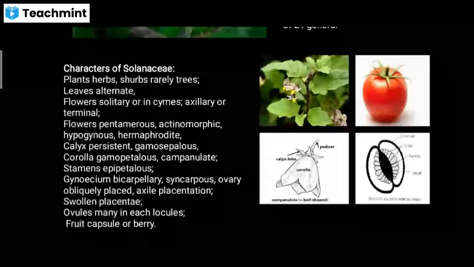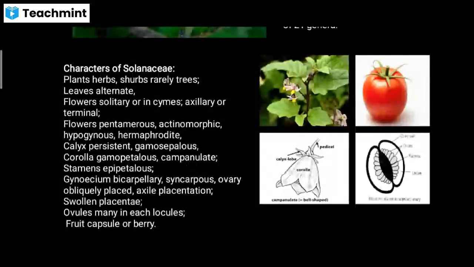And its position is axillary or terminal. So at the nodes on the stem, these flowers are present, sometimes axillary or sometimes in terminal positions. Then flowers are pentamerous, that means they have 5 petals. Next term is actinomorphic, that means if we cut the flower in any plane, they have equal parts.